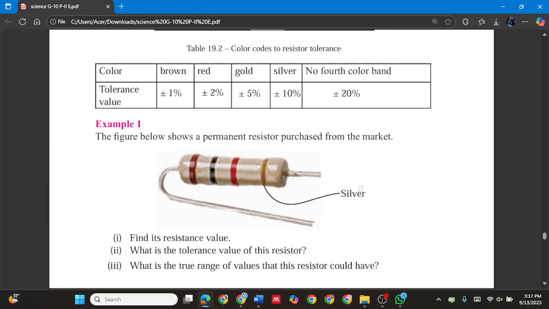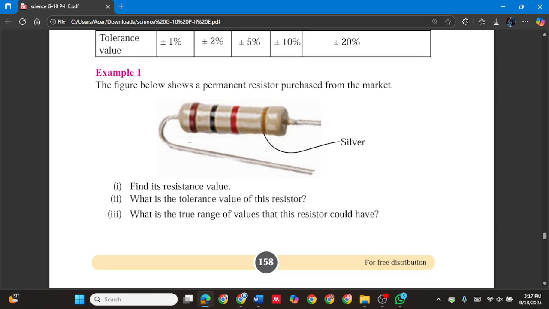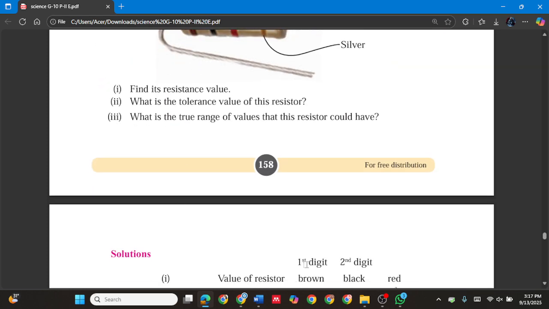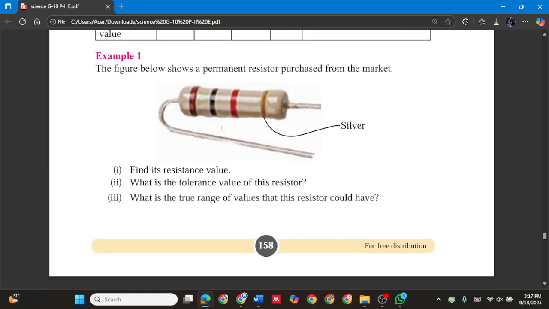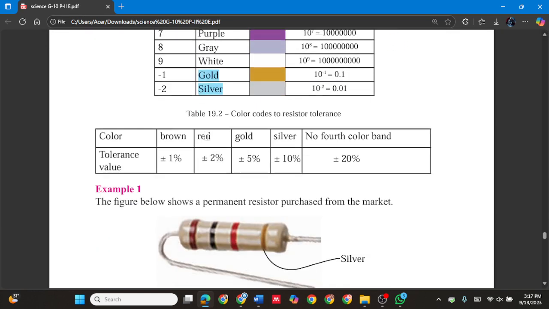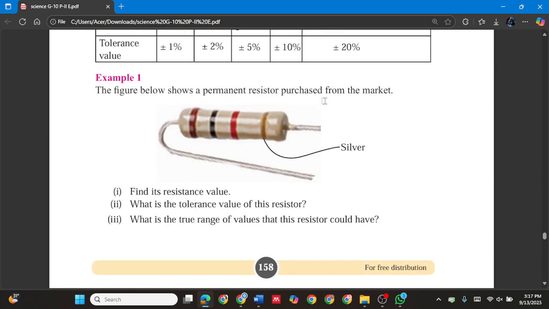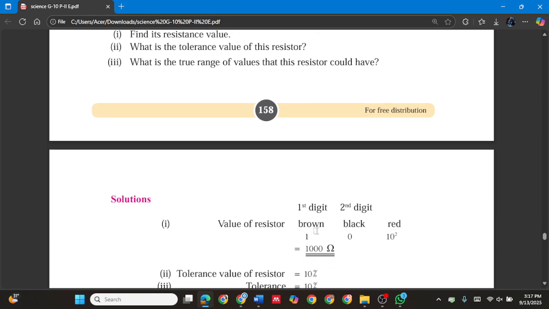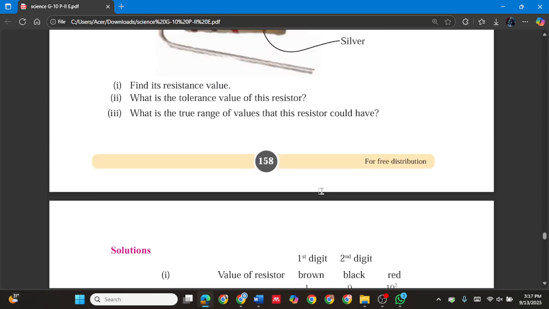An example is given: find its resistance value. The first band is brown, which is 1. The second is black, which is 0. So 10. The third is red, which is 10 to the power 2. Multiplying gives 1000 ohm as the resistance value.